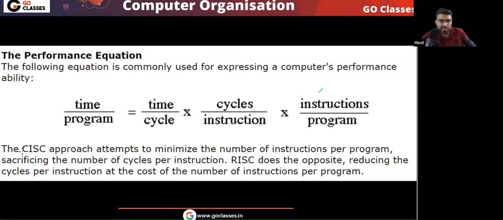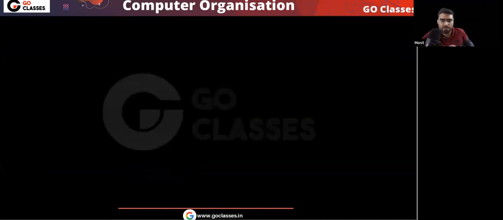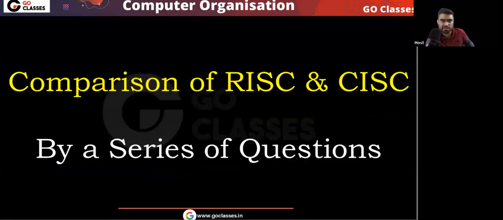Very simple. You can see the CISC approach will try to minimize the size of the program, will try to minimize the number of instructions per program. And RISC will minimize the number of cycles per instruction. Okay. It will minimize the number of cycles per instruction. Very simple. Okay. All these points, are they clear?